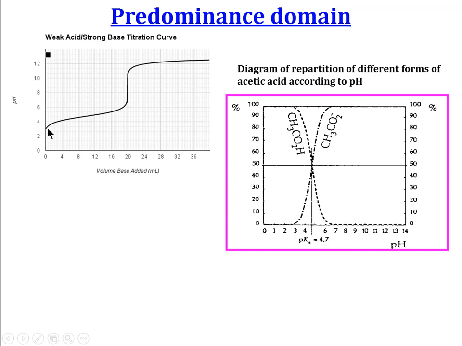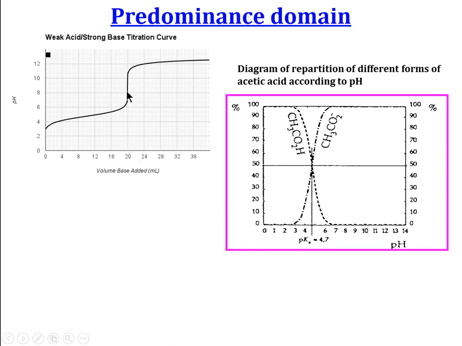From this curve, as the pH is between 0 and 3, we have acetic acid. So from pH 0 to 3, we have acetic acid at 100%, and we have 0% acetate. At pH 3, when we add base, acetic acid will decrease and be transformed to acetate. So when we add OH minus, when we increase the pH, the acetic acid decreases, that of acetate increases.